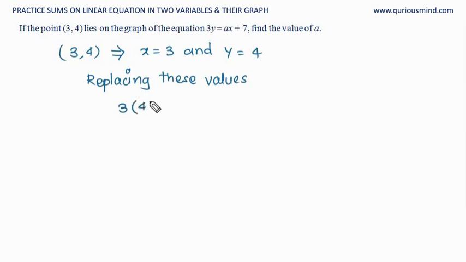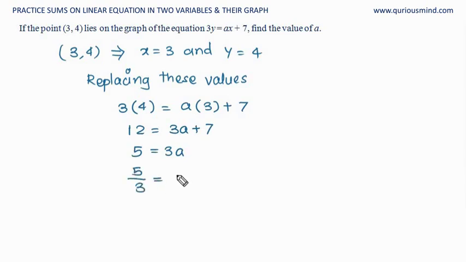And so replacing these values, 3y, 3 into 4 is equal to ax, a into 3 plus 7. 3 into 4 is 12. 12 is equal to 3a plus 7. The 7 goes that side, subtract. So 5 is equal to 3a. Now this 3 goes this side, divides. And therefore a is equal to 5 upon 3.